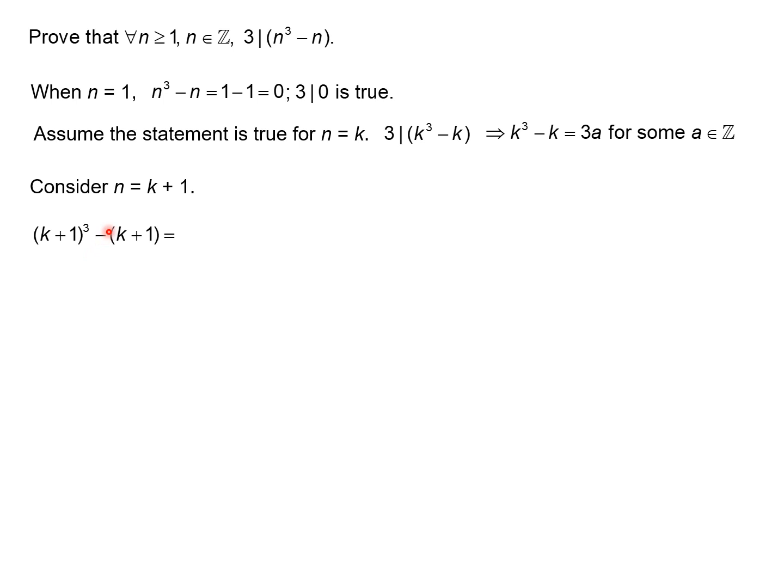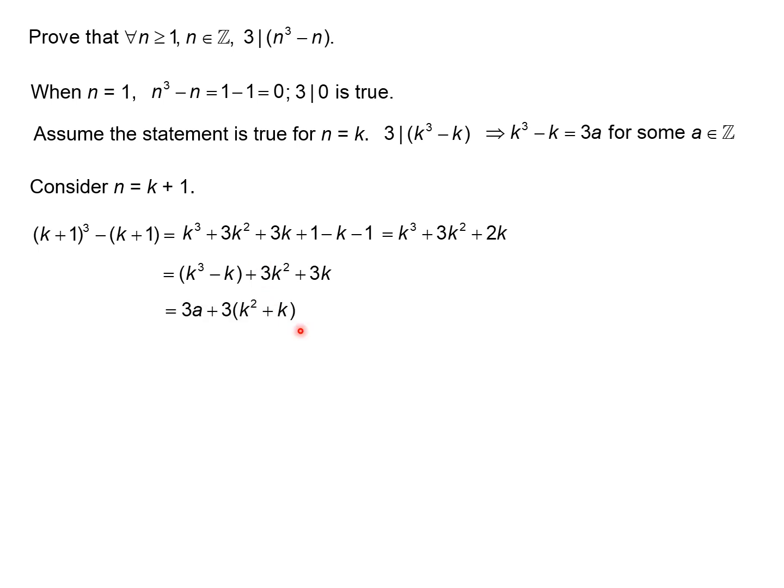Okay, and if n is k plus 1, we substitute n as k plus 1, it becomes (k plus 1) cubed minus (k plus 1). And then when we expand it, we try to simplify it, and we actually arrive at such a value: k cubed minus k plus 3k squared plus 3k. So in this case, we can see that this is actually still a multiple of 3.